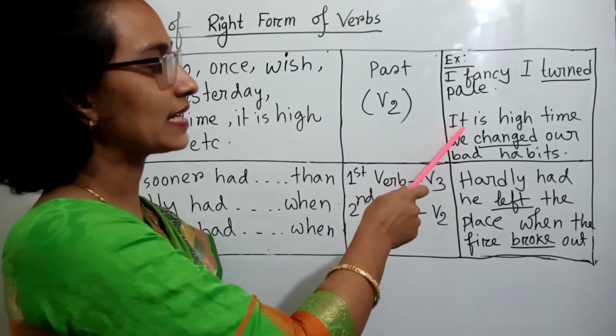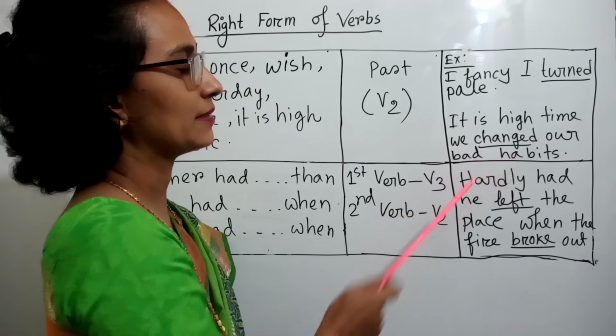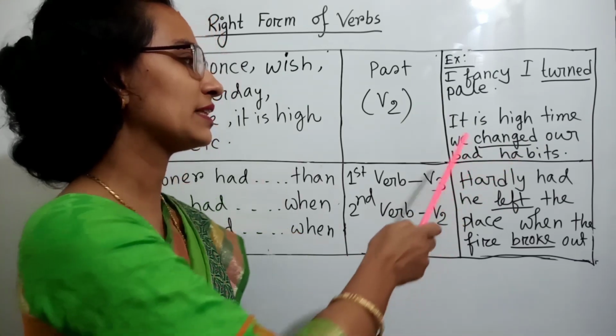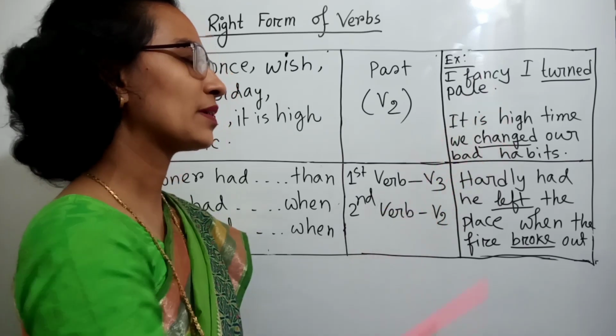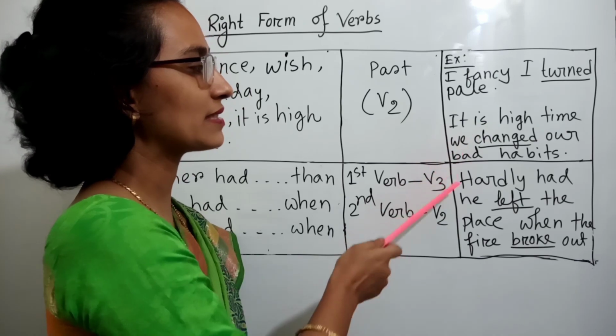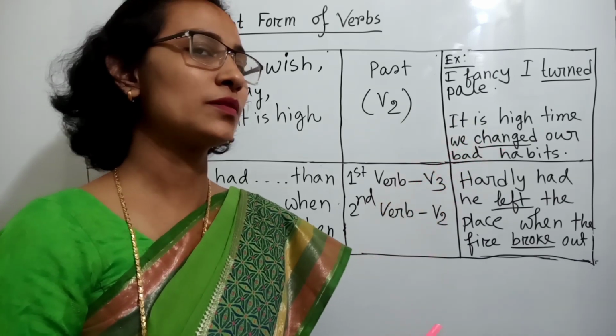The second sentence is: it is high time we changed our bad habit. Here the meaning indicates present, but I wrote the past tense here, because if you see high time or it is time in the sentence, after the subject you need to write the V2 form of the verb.